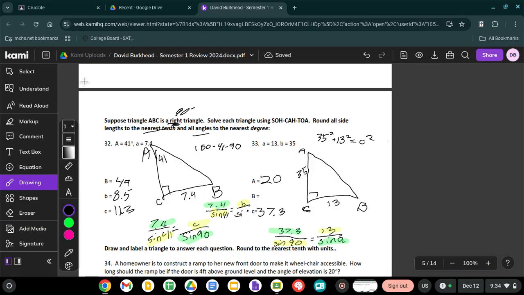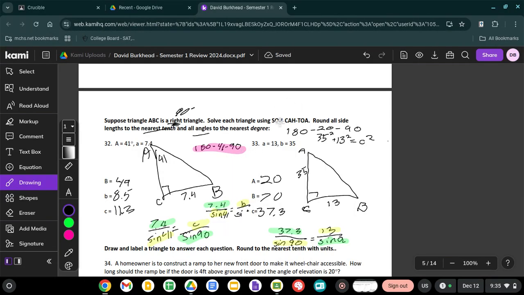You could use the same tactic for angle B, but I find it easier to just do what we did over here, adding it up to 180. So let's do 180 minus 20 minus 90. That should get you angle B is 70 degrees. That's how you solve those two.